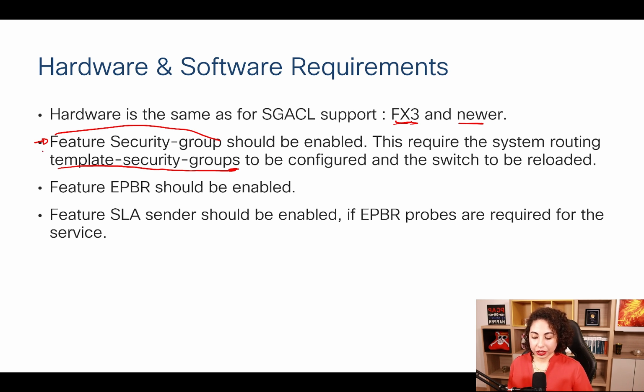So once we have done this, we can go ahead and enable our feature security group. Obviously, we need to enable the feature ePBR as well because we are doing ePBR with GPO. And last, if we want to do some dynamic probing, we need to enable the feature SLA. Otherwise, we do not need it.